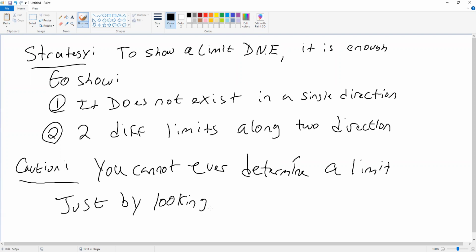And I say this strongly because a lot of students in West Virginia thought that they can just determine a limit just by looking at it. And when they took the test, they were like, well, I just looked at the limit, and I guessed it was this. I was like, well, obviously it's not that. So you just can't guess, you have to do some type of inspection. So, no guessing here.